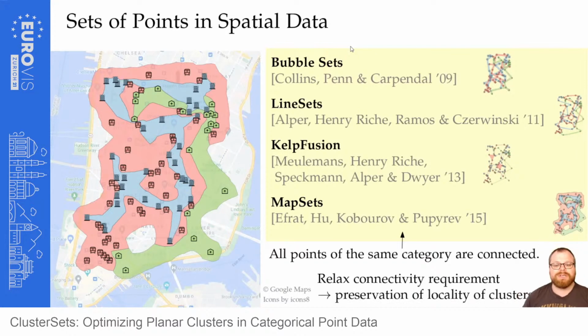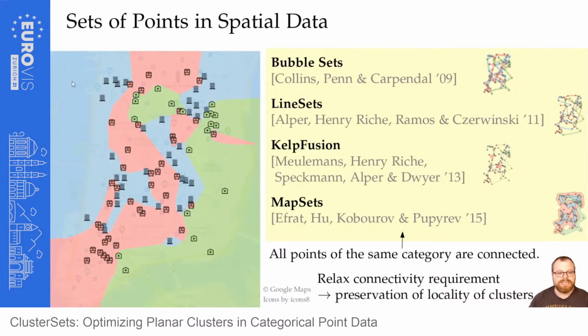In this talk, we want to relax this connectivity requirement to preserve the locality of clusters. And that might give us a visualization like this one, where we don't have a single green region but 2 green regions, 4 blue regions, and 3 red regions.